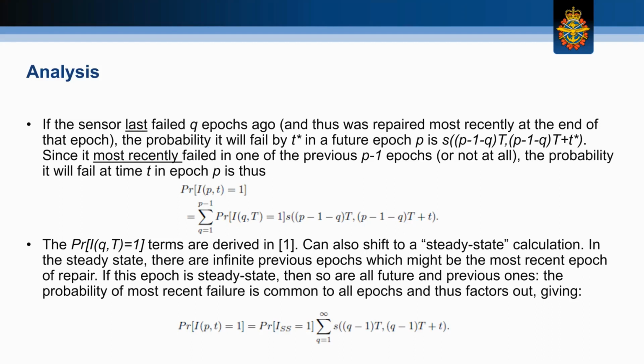This is nice, and the probability of the I_Q(T) equal 1 terms are derived in the previous work. But we're also interested in some sort of steady state notion. We don't want to have to rederive a term for every new epoch. Steady state here, the term is borrowed from Markov chain analysis, where the steady state is a state of affairs where the state probabilities of the Markov chain don't change from time step to time step.